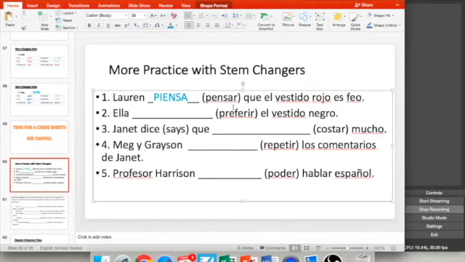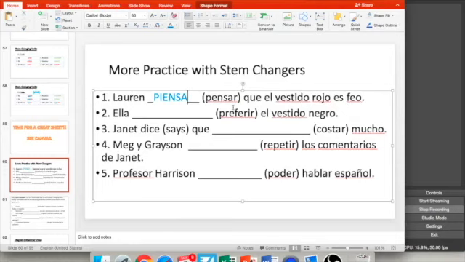So we're going to take the verb preferir, to prefer, and we need to conjugate it. So first we need to know what kind of stem change it has. Again, you can ask yourself, is it an O to UE? Nope, doesn't have an O. Is it a U to UE? Nope, there's no U in there. That means it has to be either an E to IE or an E to I.